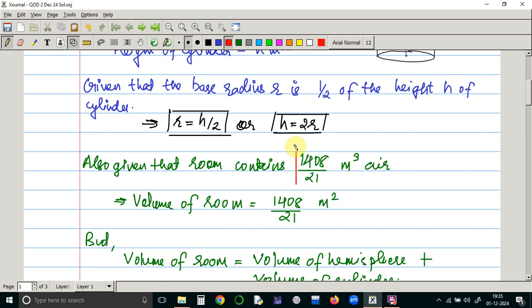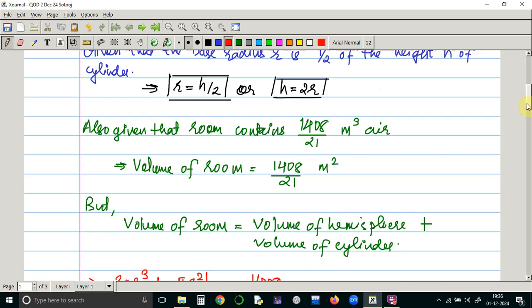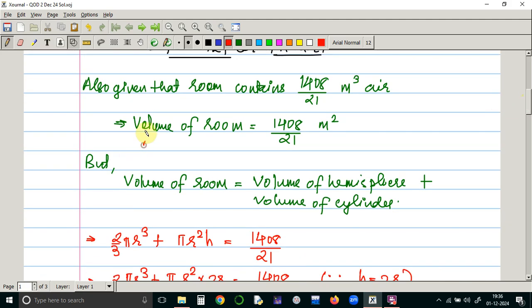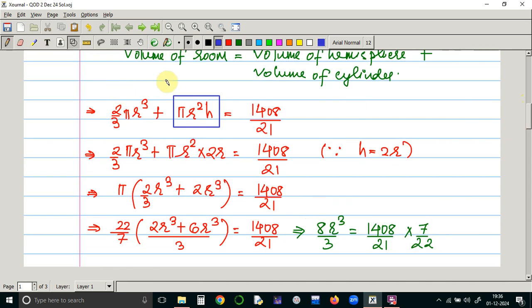Also, given that the volume of air the room can contain is 1408 upon 21 centimeter cube. So this is nothing but the volume of the room. And the volume of the room is the volume of the hemisphere plus the volume of the cylindrical part. The volume of the room is equal to the volume of hemisphere plus cylinder. This is what I have written in formula form, and this is the total volume.